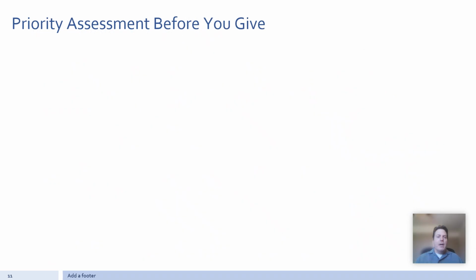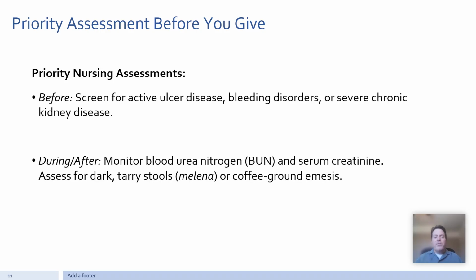So let's look at a priority assessment before we give them. Before we give a medication, we want to ask ourselves some different questions. Does this patient have a history of kidney disease? Do they have a history of stomach ulcers or GI bleeding? Do they have heart failure, pregnancy, asthma that worsens with NSAIDs? Your assessment often determines whether or not this medication is appropriate before the patient ever receives it.